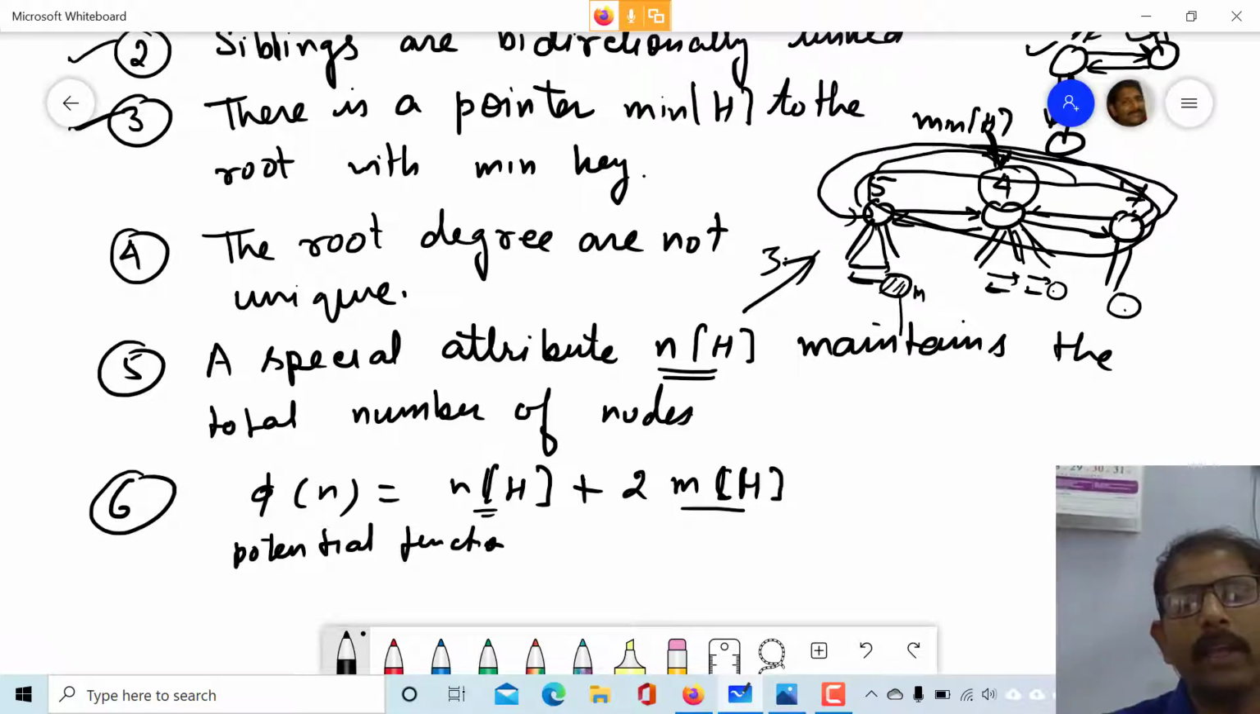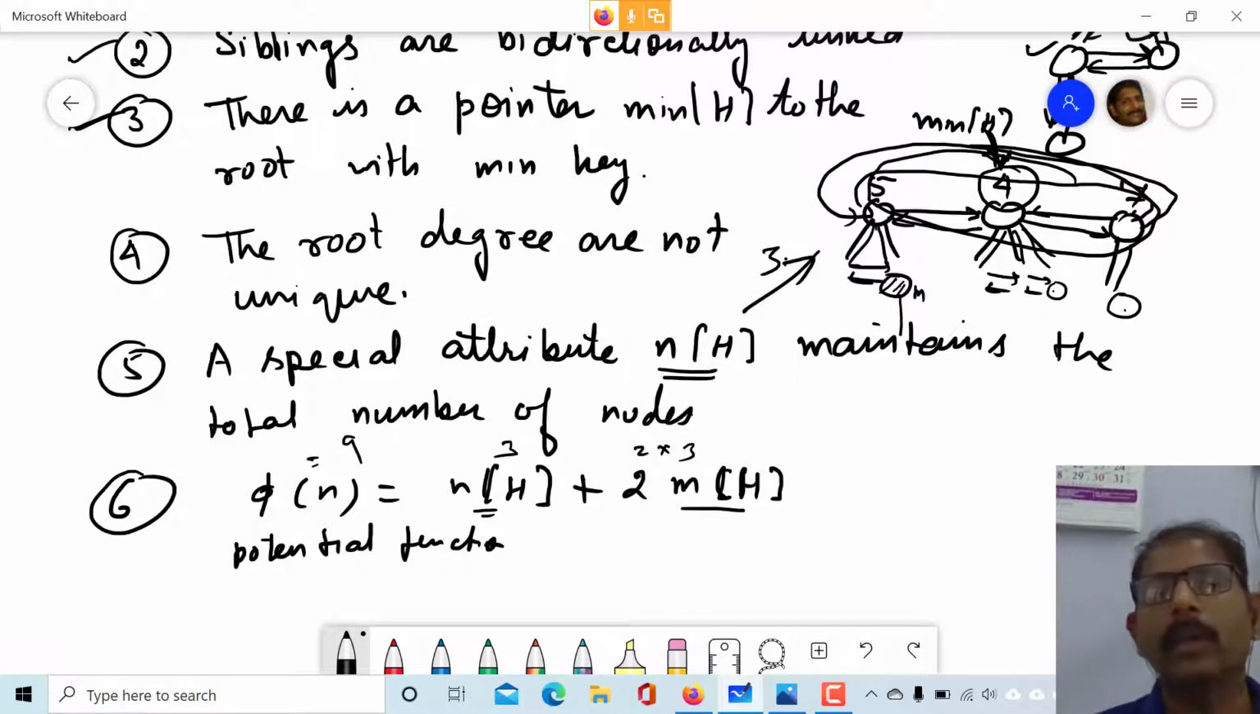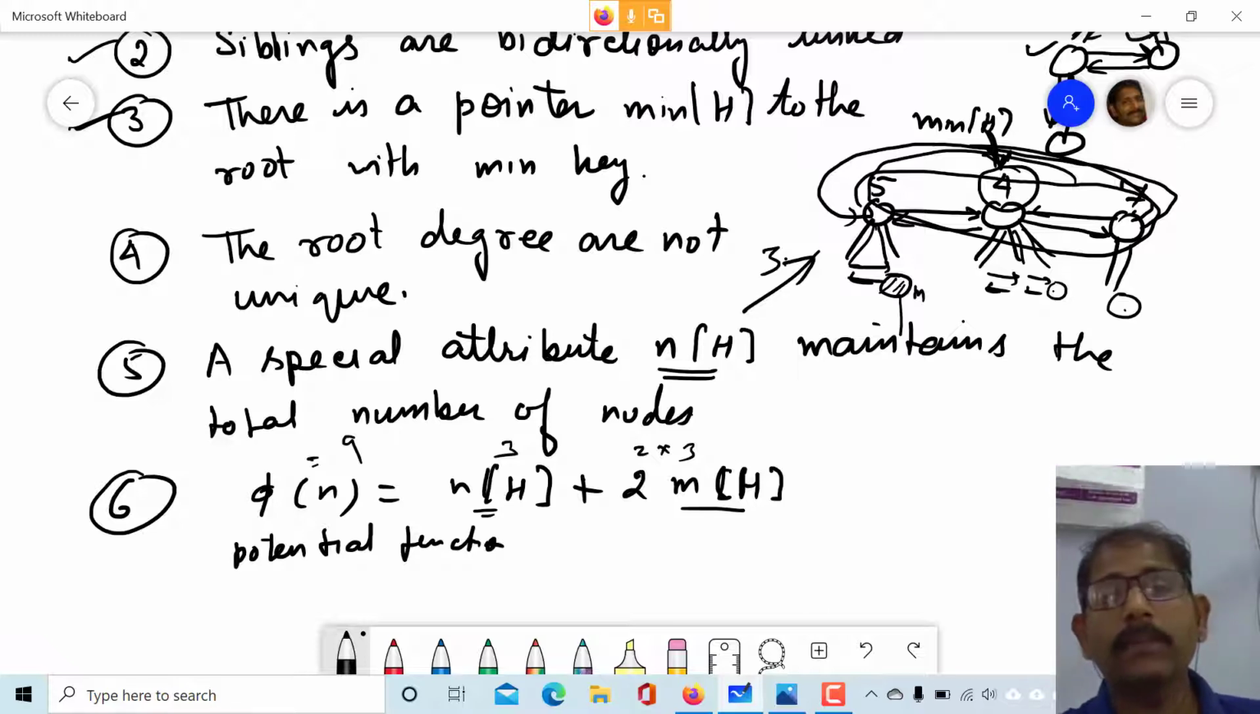So the value of phi is 3 plus 2 multiplied by 3, that means 9. So phi value will be 9 in this case, because it is 3 plus 2 multiplied by 3. It is also a very important property here, and it maintains the number of nodes as well as the number of lost children. Overall it maintains the property of the Fibonacci heap. These are the 6 properties in the case of Fibonacci heap.